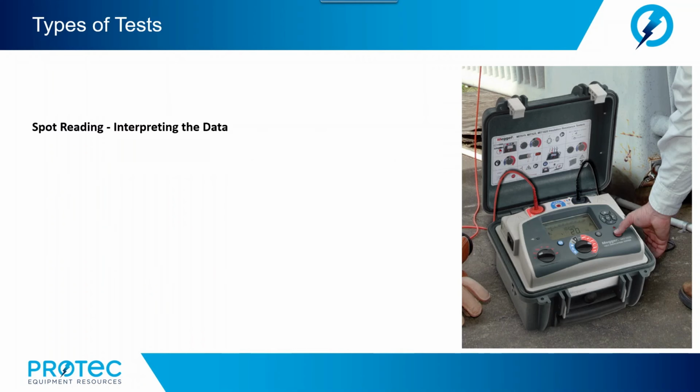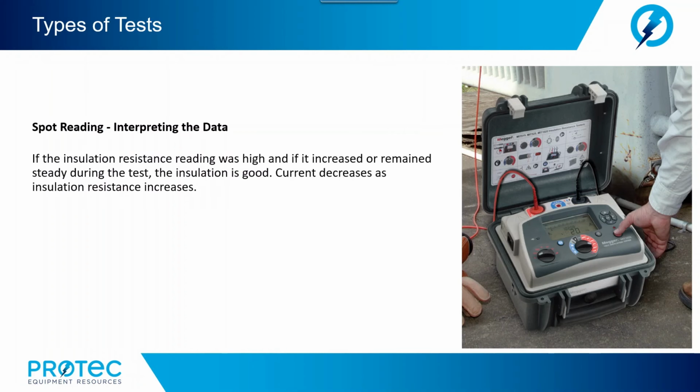So, interpreting the data. If the insulation resistance reading was high and it increased or remained steady during the test, the insulation is generally good. Current decreases as insulation resistance increases. So again, as the charging current depletes, as the absorption current depletes, the insulation resistance climbs to its final value, showing just the leakage current going through the insulator.